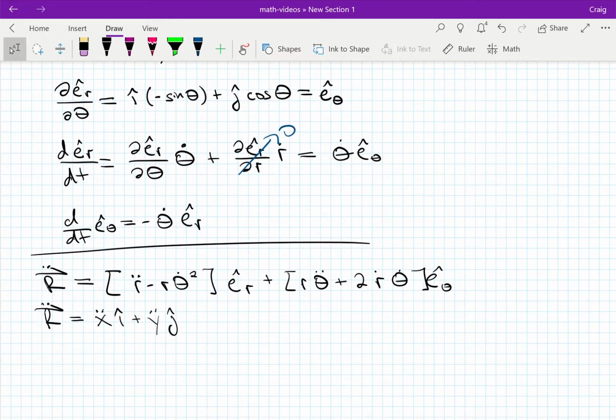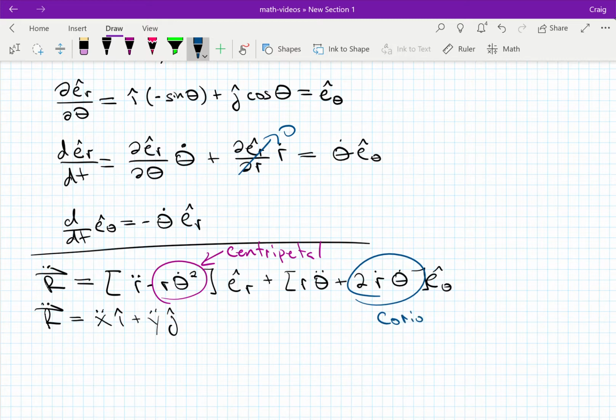And since the acceleration vector in polar coordinates is so important, we have names for these terms. The component of acceleration in the radial direction that's due to tangential motion is called the centripetal acceleration. So if you're moving around in a circle, there is an acceleration outward, and it's equal to the radius of the circle times the square of the time derivative of the angle. That's the centripetal acceleration. And then the other term here is called the Coriolis acceleration.